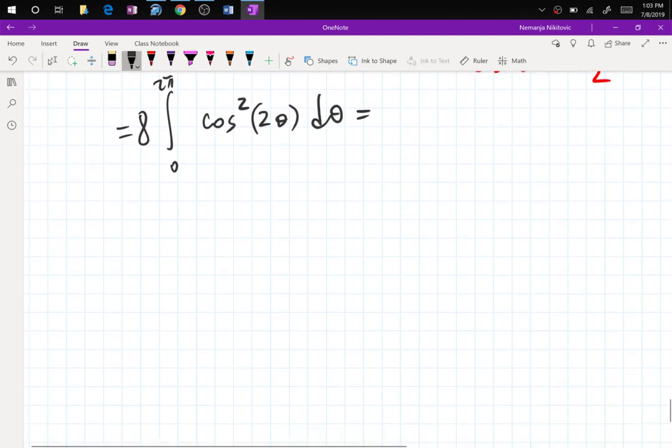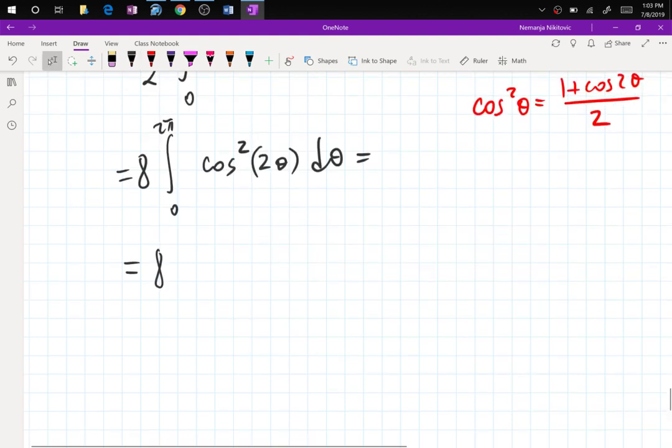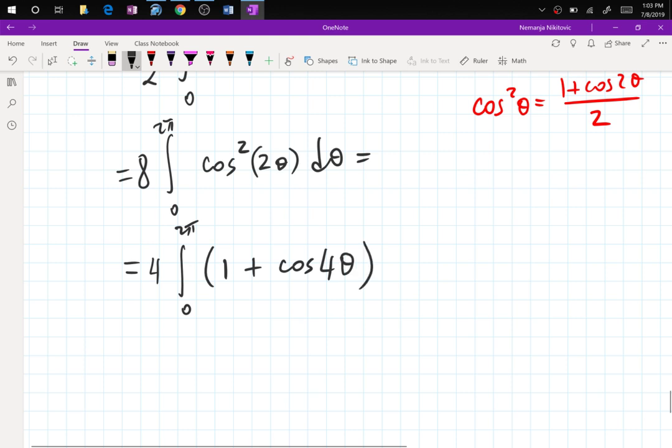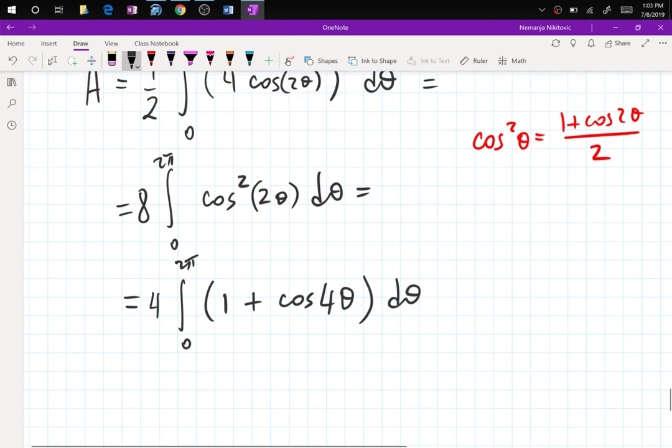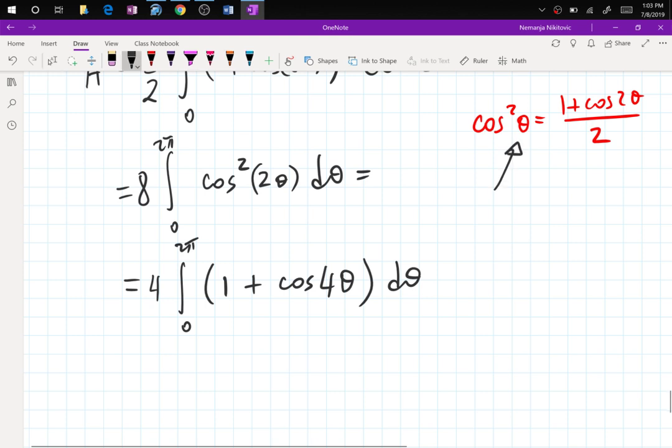So now you will have 8 divided by 2, now it becomes a 4. Integral 0 to 2 pi, and in parentheses you have 1 plus cosine 4 theta d theta. Because, look, the formula, whatever input you have, it doubles on the output. If your input is theta, your output is 2 theta. If your input is 2 theta, your output will be 4 theta. So don't mess that up.